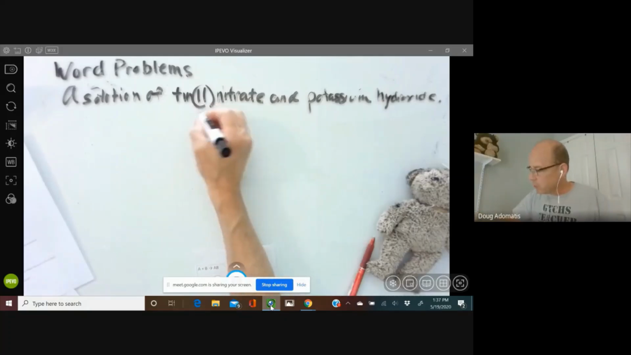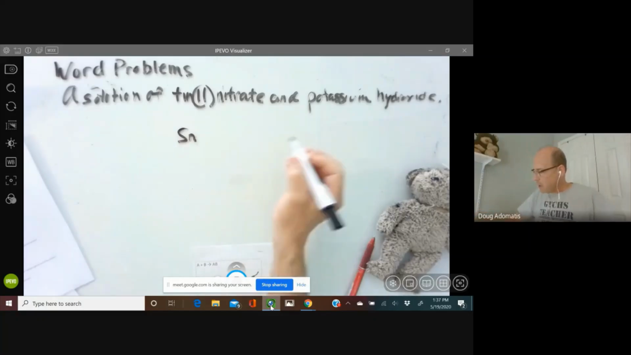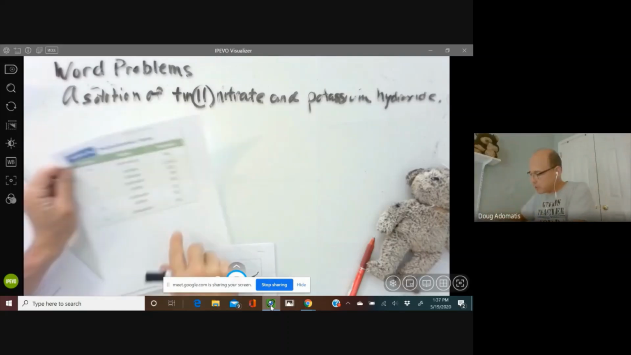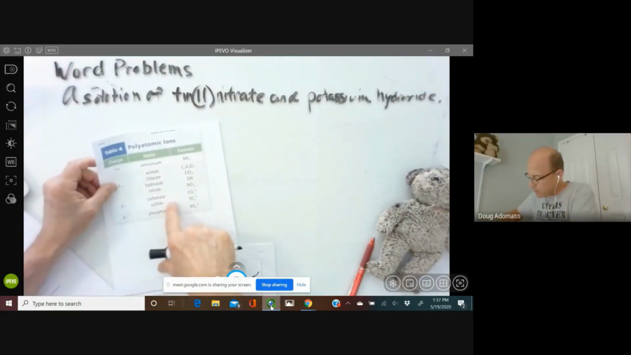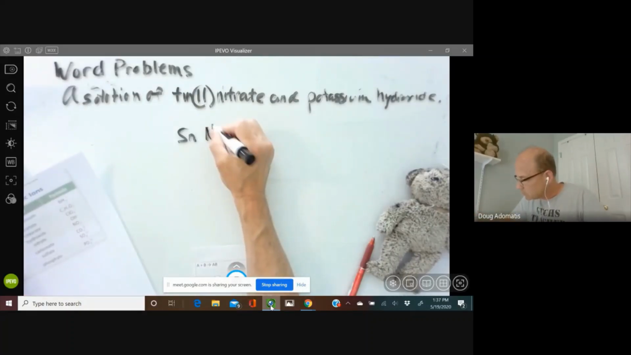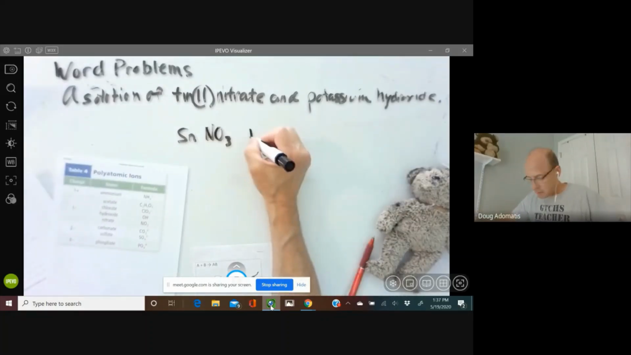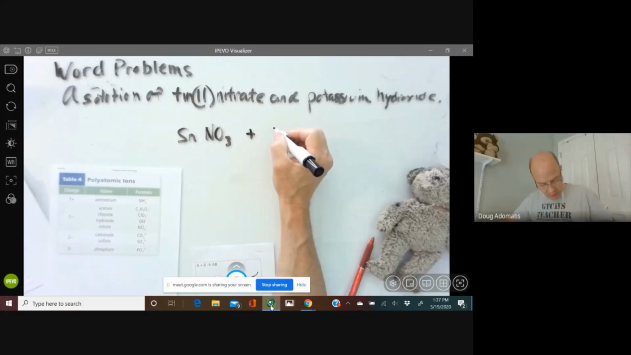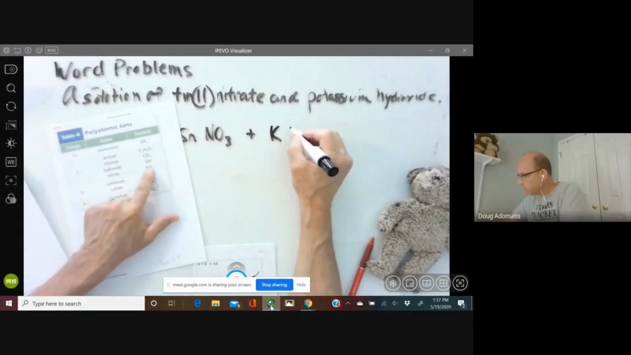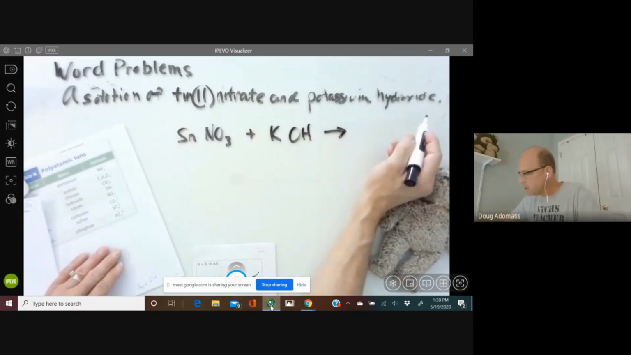Okay, real quick. Tin, the chemical symbol for tin is Sn. And nitrate, you're going to need your polyatomic ions, so you pull out that sheet. Nitrate is NO3. And potassium hydroxide, that's going to be K, and the hydroxide polyatomic ion is OH. Okay, so those are the symbols for the elements mentioned there.